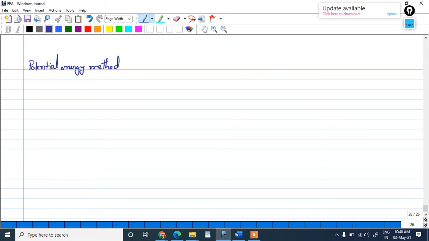and work potential. So let me write that. Total potential energy is given by the sum of strain energy plus work potential. In a simple way, I will represent this as SE plus work potential. Now what shall we do?